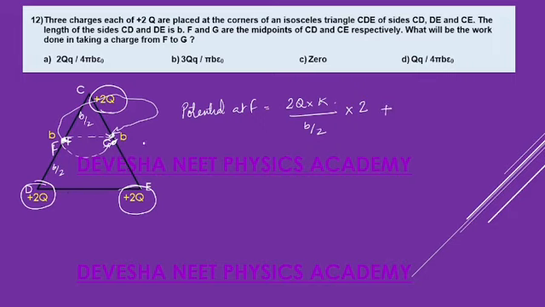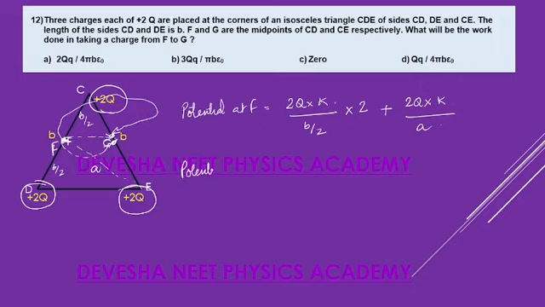And the third potential is because of this, right? So imagine that it has some length. Say this length is small a. So plus 2q into k by a. Now what is the potential?